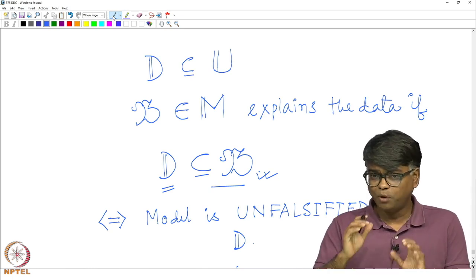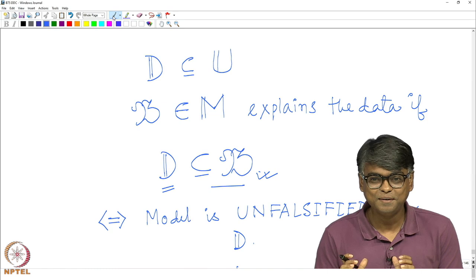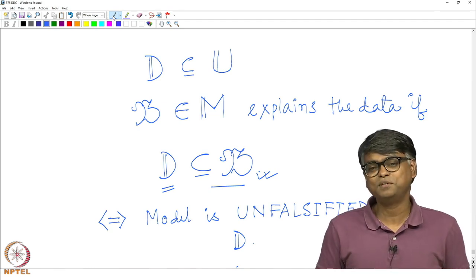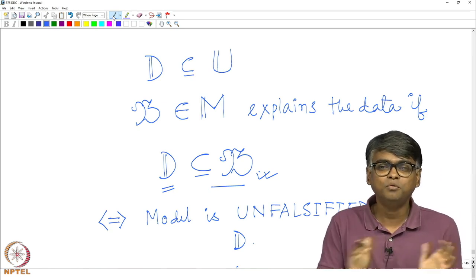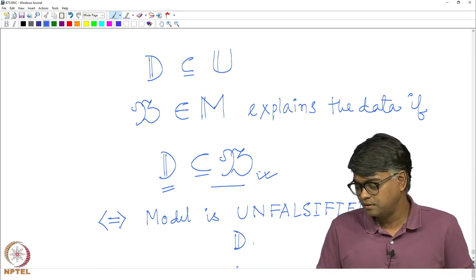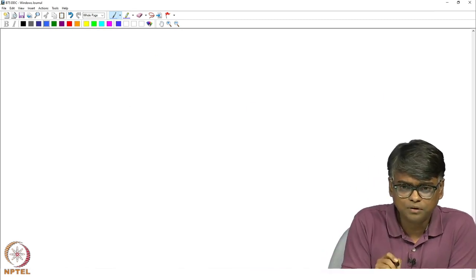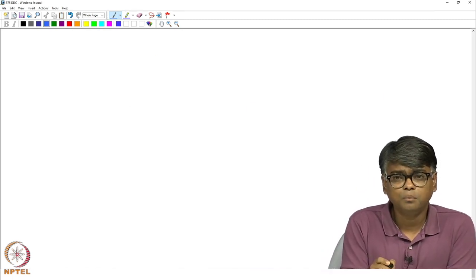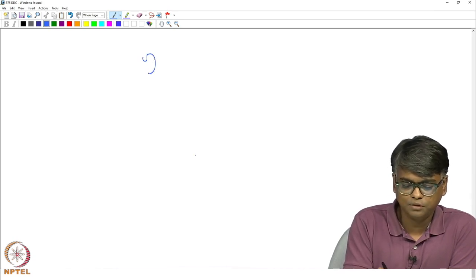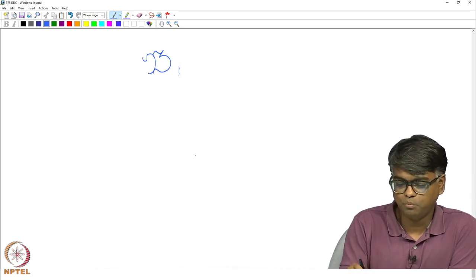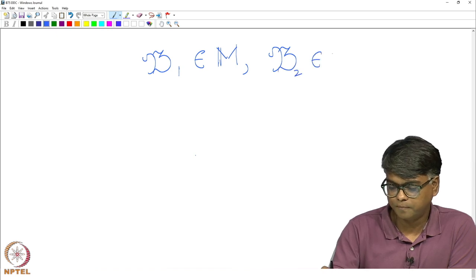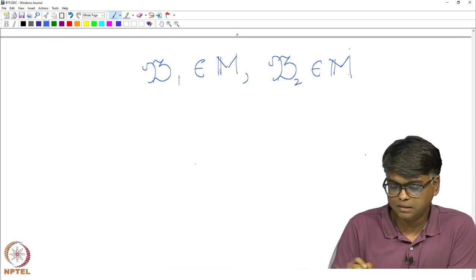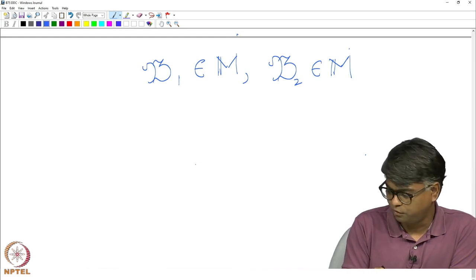So, any model worth considering must certainly be unfalsified. If it is falsified by the data, then you should just throw away that model and move to a different model. Now, here comes another important observation. Among all unfalsified models, there could be several models which are unfalsified by the same data. Suppose I have B1 in the model class, I also have B2 in the model class, and both B1 and B2 are unfalsified by the data.